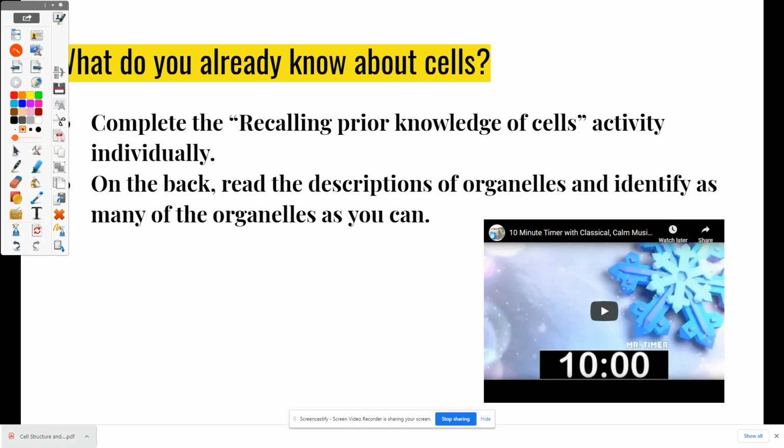You can print it out or answer it on notebook paper, but there are 3 questions, a little paragraph to read. And then on the back, I want you to identify as many organelles as you can. The sheet gives you the descriptions. Write the names of the organelles that you know as you read those descriptions. If you don't know it, leave it blank. You can take your best guess, but I do recommend using pencil. We're not going to get the correct answers today.